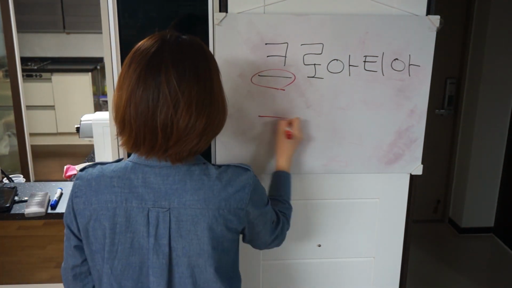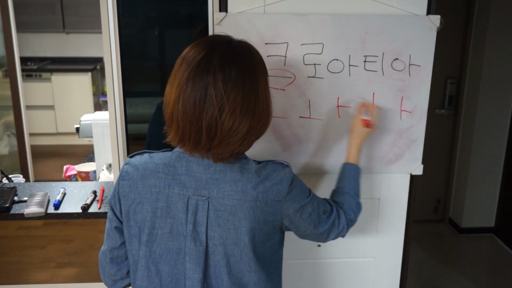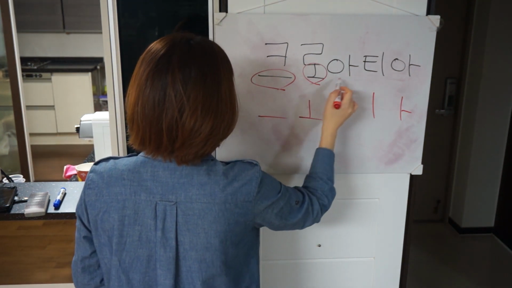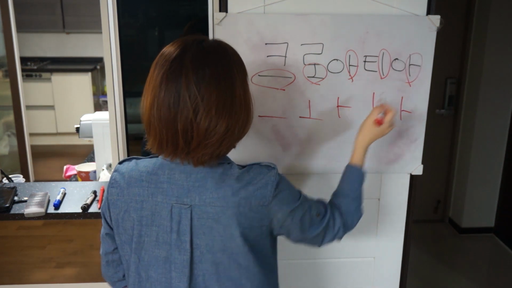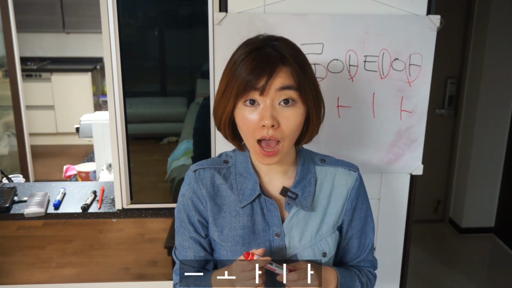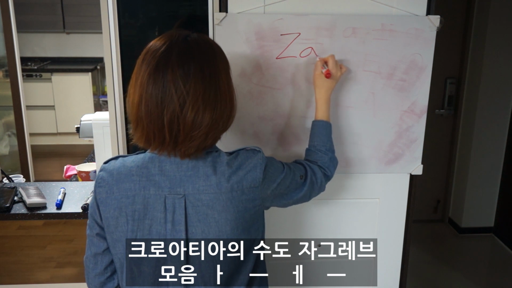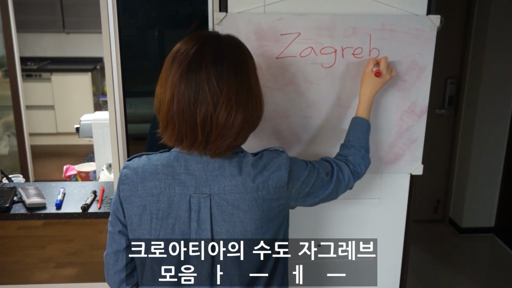Vowel 으, 오, 아, 이, 아. Glavni grad, Zagreb.